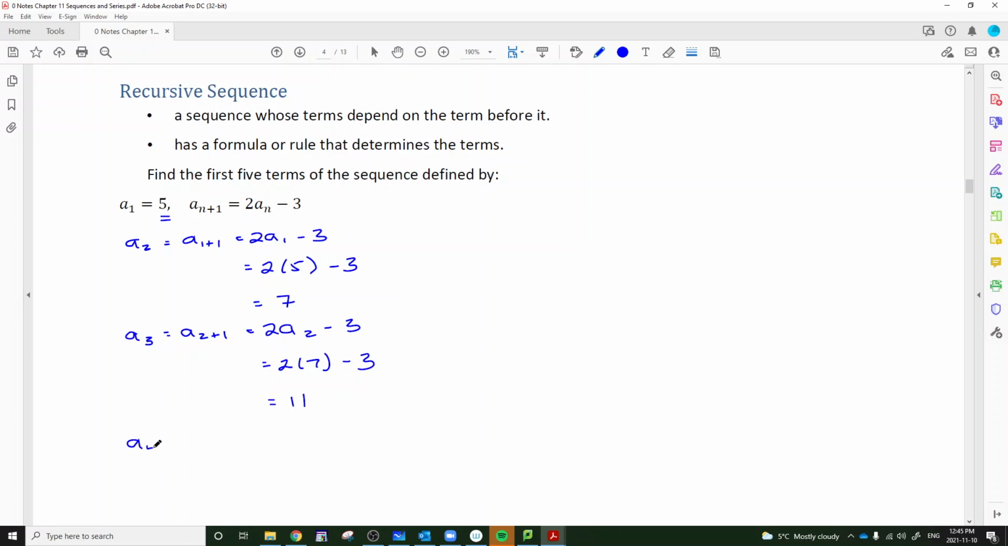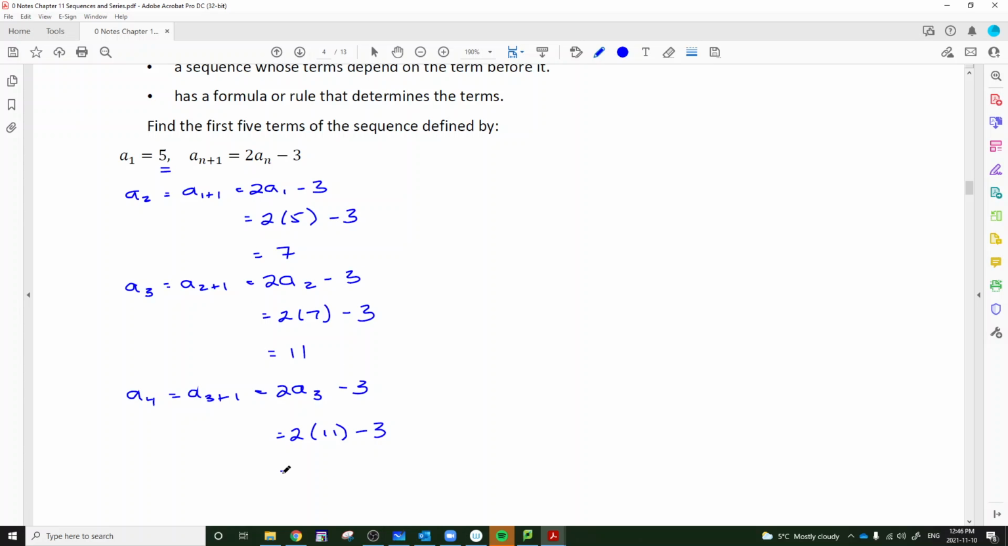You're just going to go a to the base 4, so a to the 3 plus 1. So we're putting in n is 3. Now this term is 2 times the third term minus 3, which is 22 minus 3, which is 19. Then to find the fifth term is going to be when n is 4. And so it's 2 times the fourth term minus 3, which gives me 2 times 19 minus 3. 2 times 19 is 38. 38 minus 3 is 35.